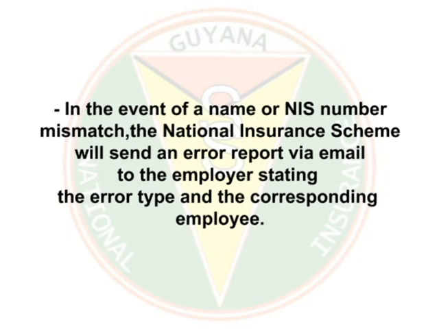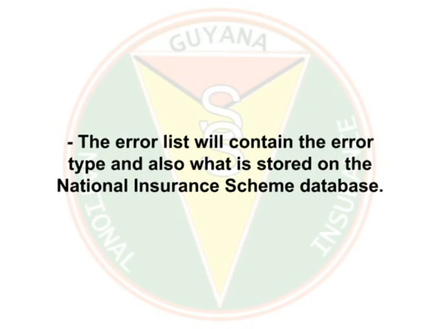In the event of a name or NIS number mismatch, the National Insurance Scheme will send an error report via email to the employer stating the error type and the corresponding employee. The error list will contain the error type and also what is stored on the National Insurance Scheme database.